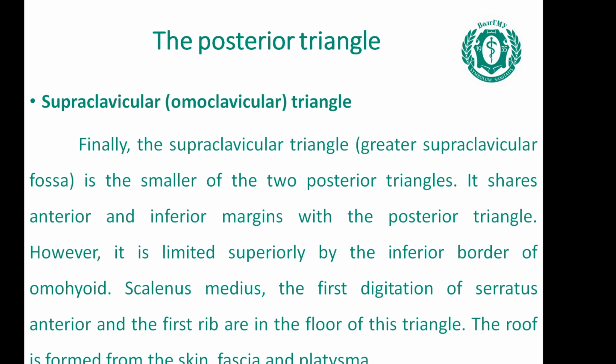Supraclavicular or omoclavicular triangle. Finally, the supraclavicular triangle or greater supraclavicular fossa is the smaller of the two posterior triangles. It shares anterior and inferior margins with the posterior triangle. However, it is limited superiorly by the inferior border of the omohyoid. Scalenus medius, the first digitation of the serratus anterior and the first rib are in the floor of this triangle. The roof is formed from the skin, fascia, and platysma.